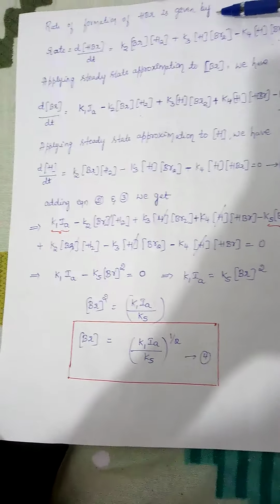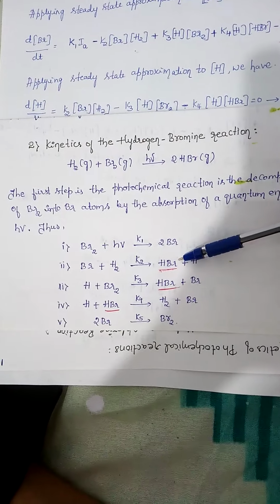The rate is given as d[HBr]/dt. Before writing the rate of formation of HBr, once again you can see the reaction mechanism. Before applying the rate of formation, find out the hydrogen bromide formation in the mechanism. In the second, third and fourth steps, you can find the hydrogen bromide. Hence, while writing the rate of formation for hydrogen bromide, first consider the second step. In the second step, hydrogen bromide formation takes place.